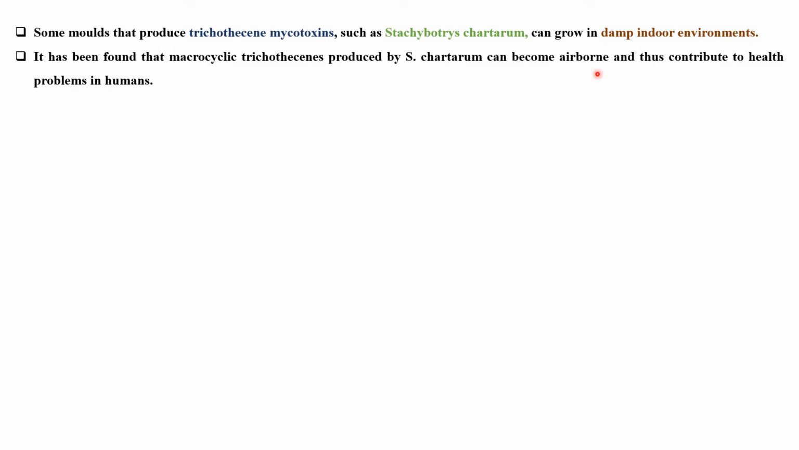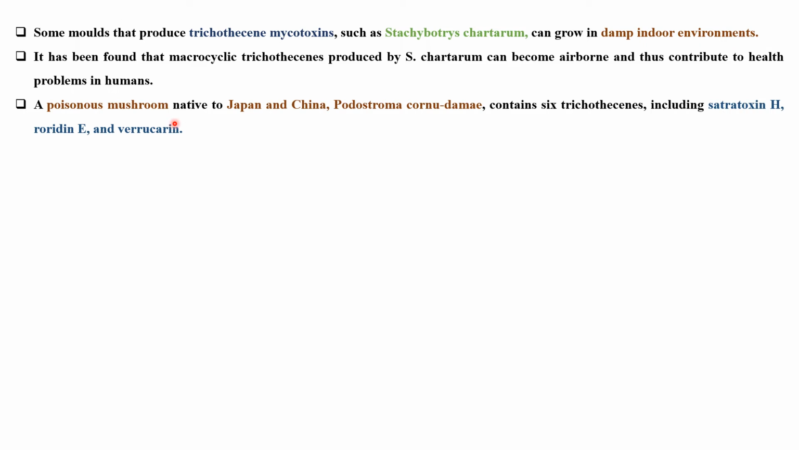These spores might enter the air, and these spores might be inhaled by the workers in these warehouses because they are working daily. There is a cumulative poisoning, repeated exposure is there, right? A poisonous mushroom native to Japan and China, Podostroma cornudae, contains six trichothecenes, including satratoxin H, roridin E, and verrucarin. So some questions are there on this particular poisoning also.